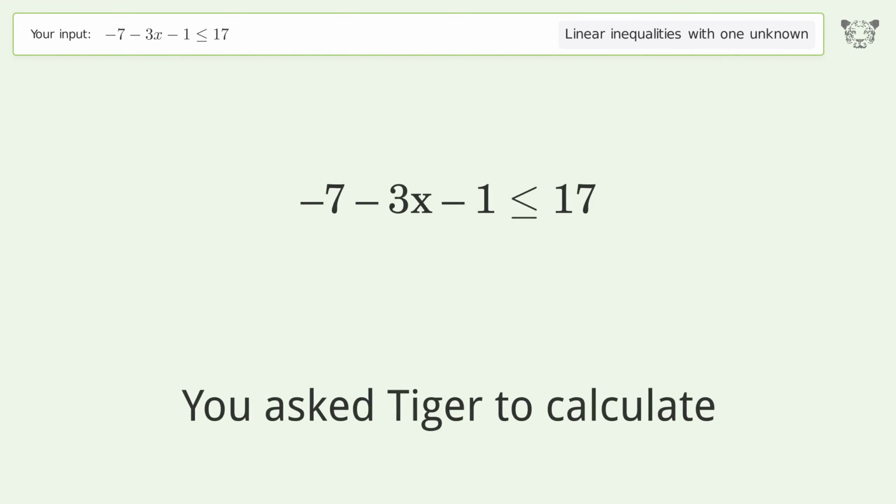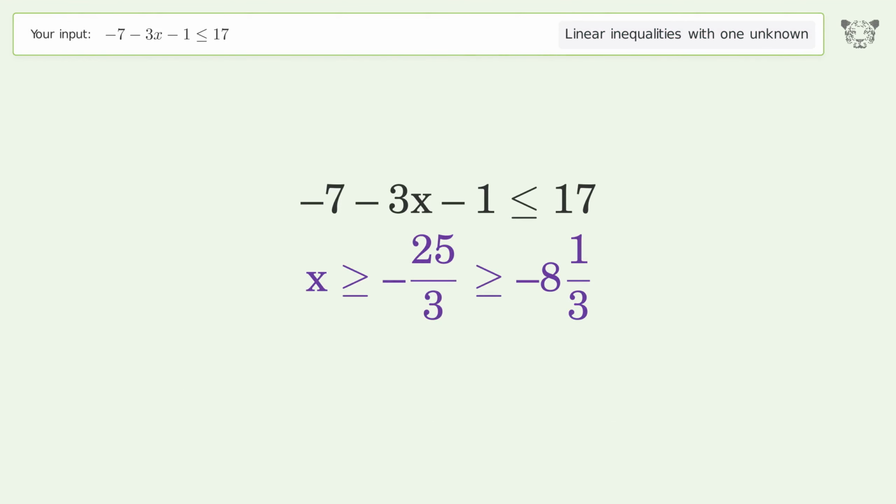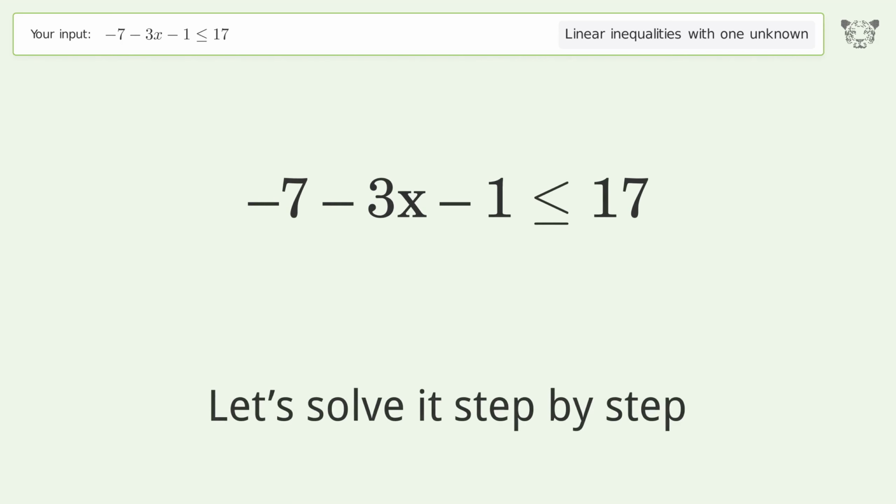You ask Tiger to calculate. This deals with linear inequalities with one unknown. The final result is x is greater than or equal to negative 25 over 3, which is greater than or equal to negative 81 over 3. Let's solve it step by step.